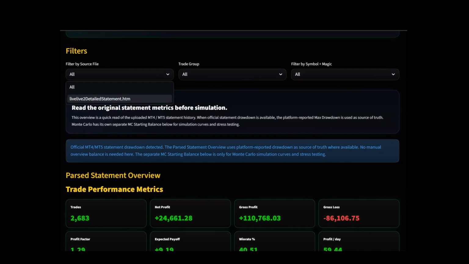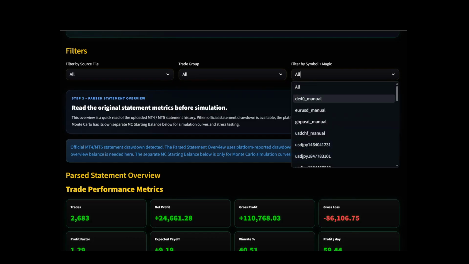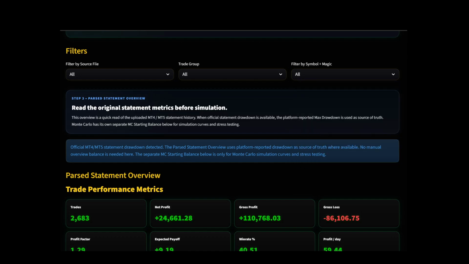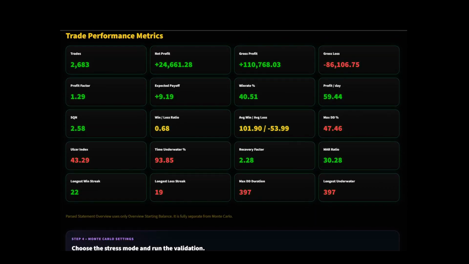The filter section lets us choose exactly what part of the statement we want to analyze. We can analyze the full portfolio, EA trades only, manual trades only, or go deeper by filtering one specific symbol plus magic number. That means we can test the entire account as one portfolio or isolate one individual robot and analyze that robot separately. In this example, I keep everything on all, so we are looking at the full portfolio structure.